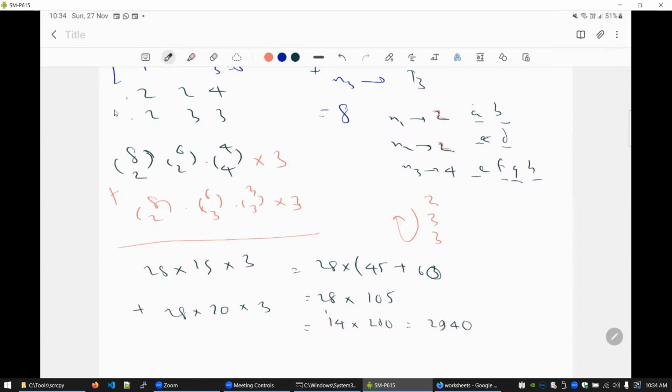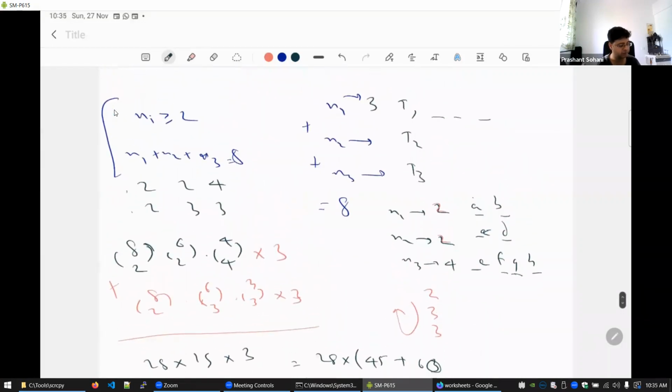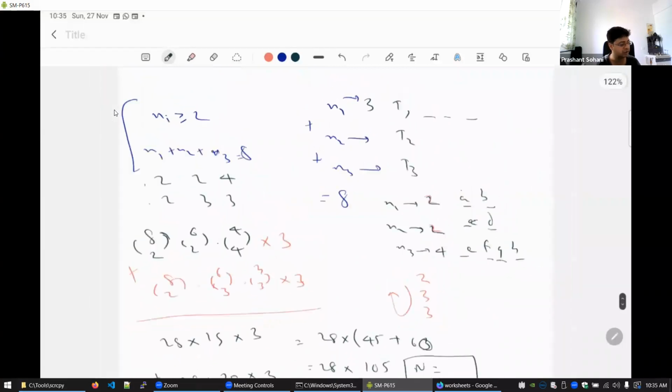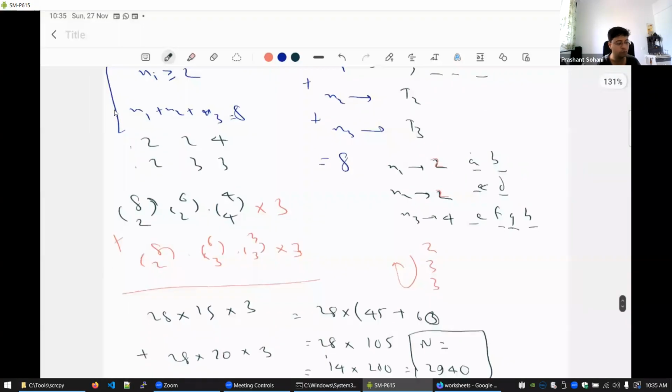Okay, and that was n, and the question is asking to find the sum of the digits of n. But the answer is 2940. Okay, so I hope this method is clear to everybody. So this is the clean and simple way to do this problem. And the only reason why this is doable is because the numbers are small. But if I give you slightly larger numbers, then you have to use something like the inclusion exclusion principle.